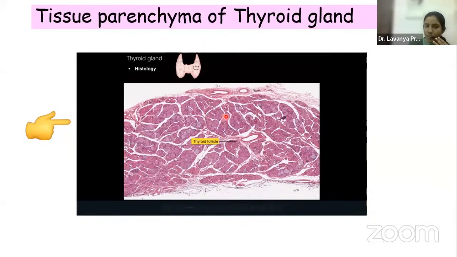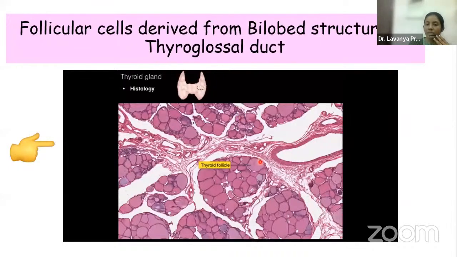Okay, and what are these lobes? Each lobe is made up of follicles. Previously we discussed the bilobed structure in the upper part of the trachea. That bilobed structure results in the formation of a bilaminar cellular plate, between which there is accumulation of colloid. Later, this bilaminar cellular plate is converted to a follicle. What is a follicle? You can see some round shaped lining cells with a space in between, where the space is filled with colloid. It's nothing but the secretion that is secreted by these cells.